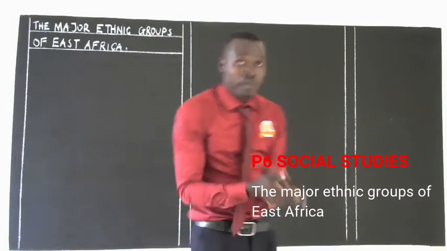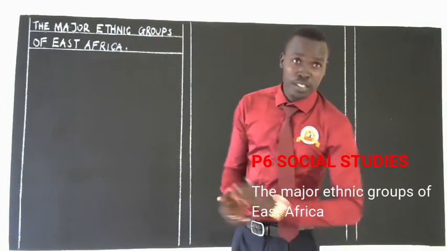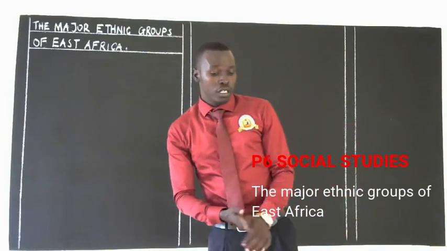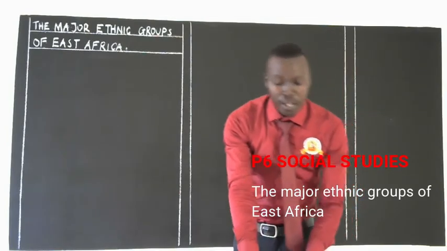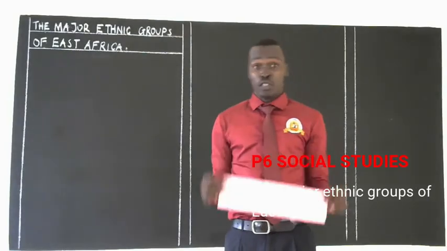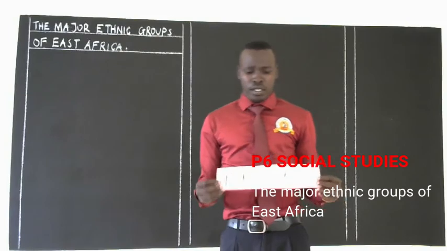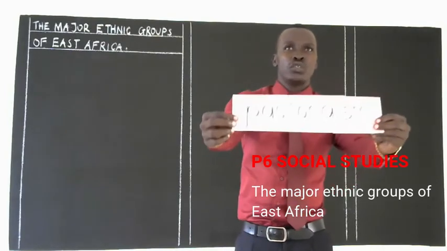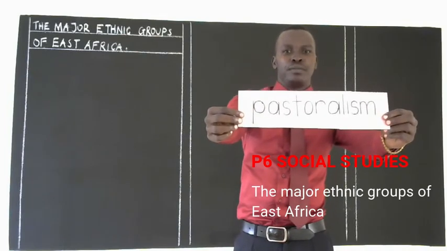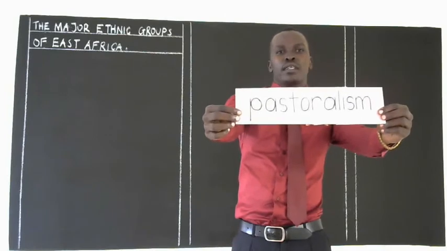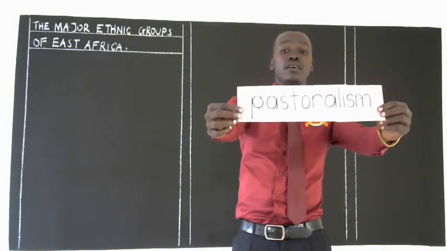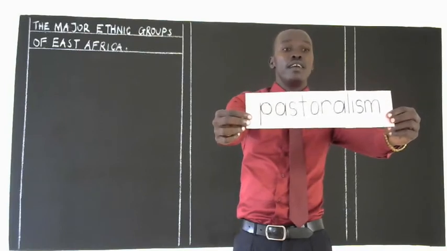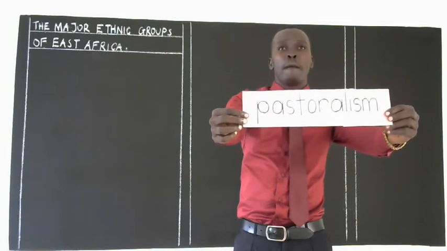Now, before we go deep into ethnic groups of East Africa, I want us to first learn some of these words that we shall be interacting with during the course of our learning under this subtopic of ethnic groups. I'll put this and I say it, then you repeat after me in the comfort of your living room, wherever you're learning from, or study room. We are going to be interacting with this word. This word is pastoralism. You can spell it P A S T O R A L I S M. The word is pastoralism.